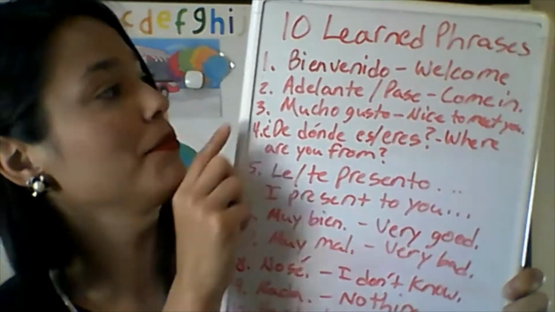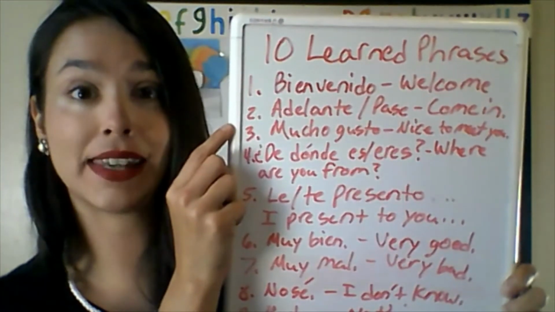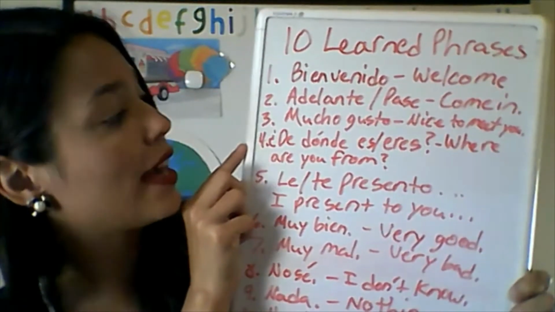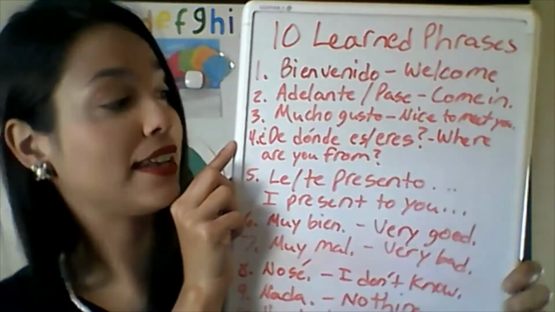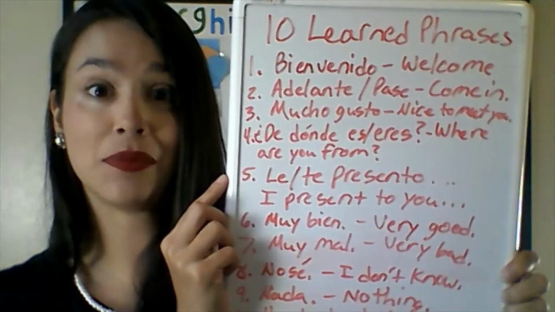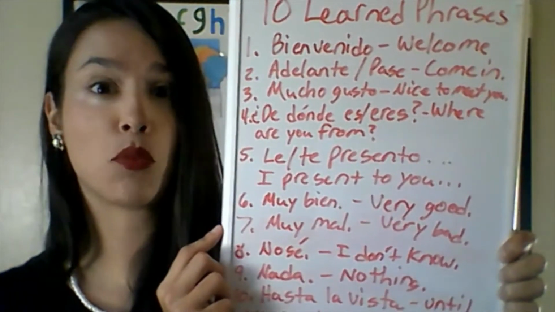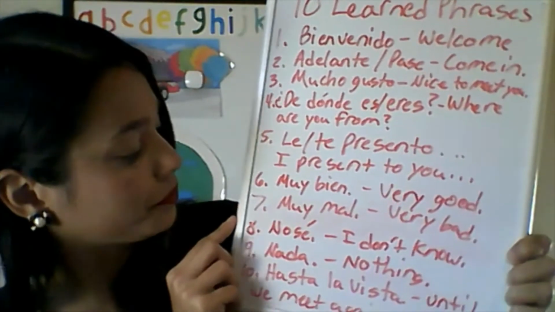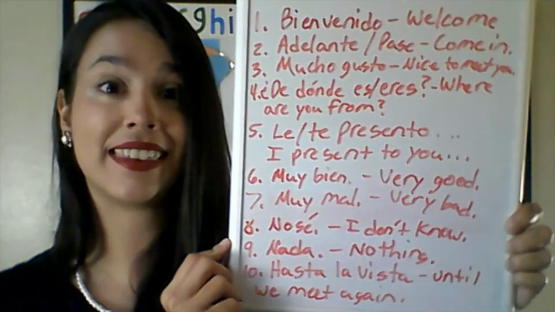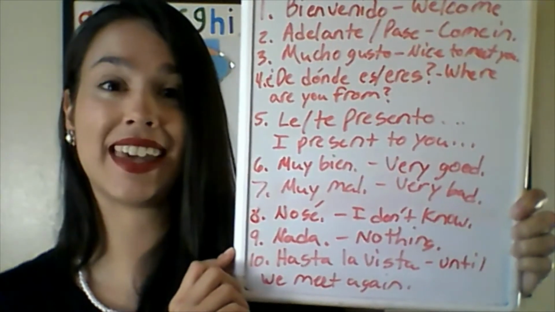Now we will review the 10 new learned Spanish phrases from today's lesson. Okay, we have the first one, bienvenido, welcome, adelante or pase, come in, mucho gusto, nice to meet you, ¿de dónde es? Or ¿de dónde eres? Where are you from? Le presento or te presento, I present. Muy bien, very good. Muy mal, very bad. No sé, I don't know. Nada, nothing. And finally, hasta la vista, until we meet again.